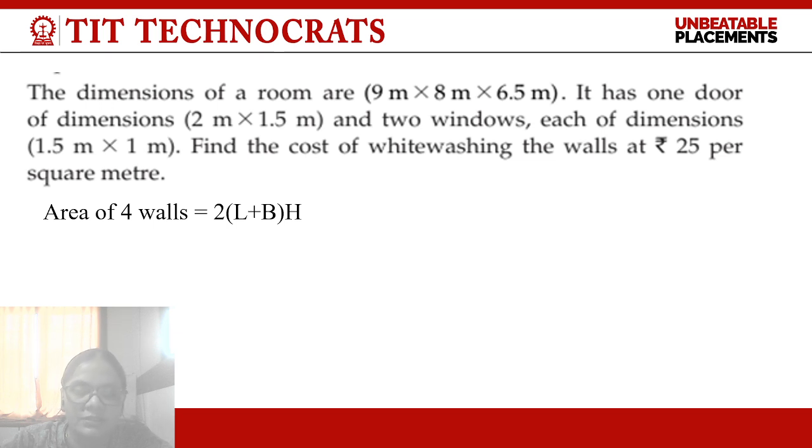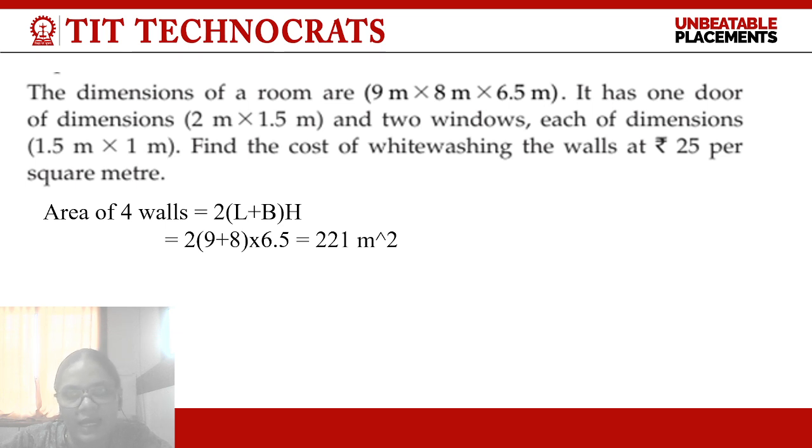In this question, it is given that the length of the room is 9 meter, width is 8 meter, and height is 6.5 meter. We'll put these values in this formula, and with the help of this formula, we'll easily get the area of four walls. After calculating this, we'll get 221 meter square as the area of four walls. But in these four walls, the door and windows are also there. So you have to deduct the area of the door and windows from this area because we don't whitewash doors and windows. We paint doors and windows. Whitewashing is done only on walls.